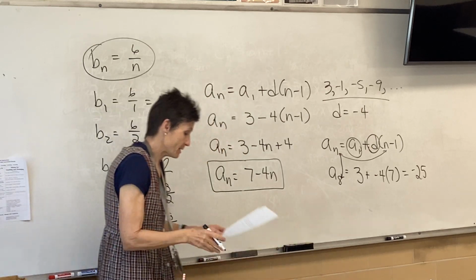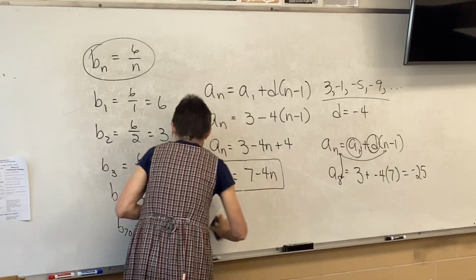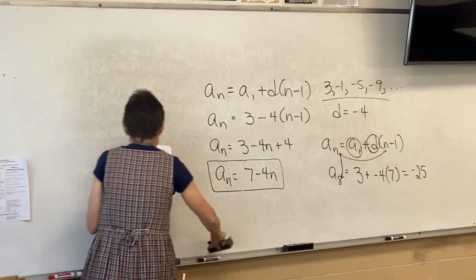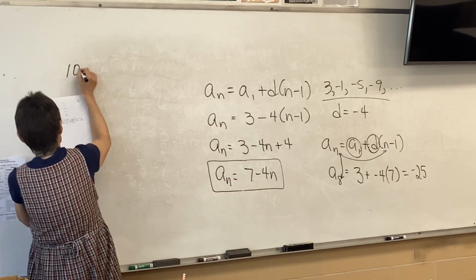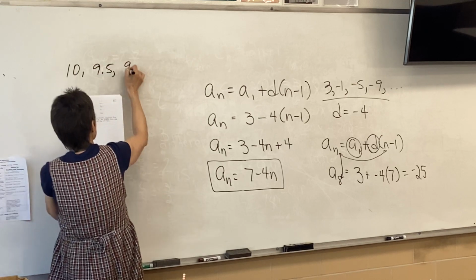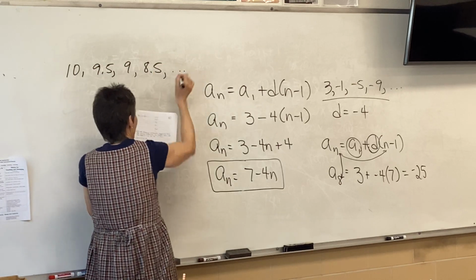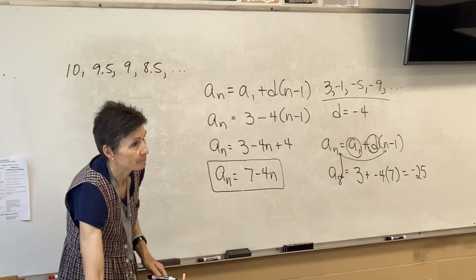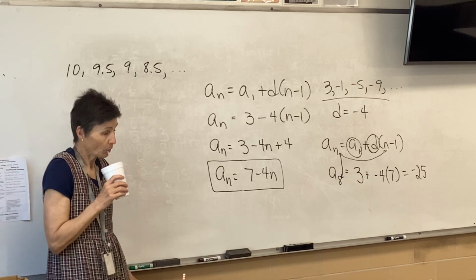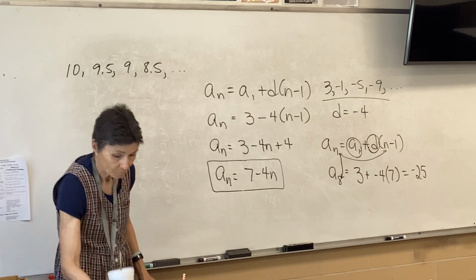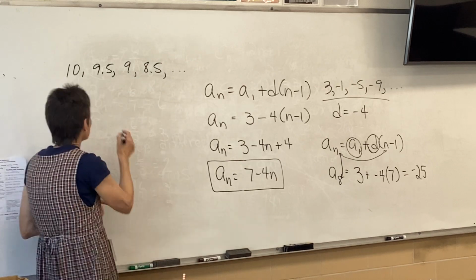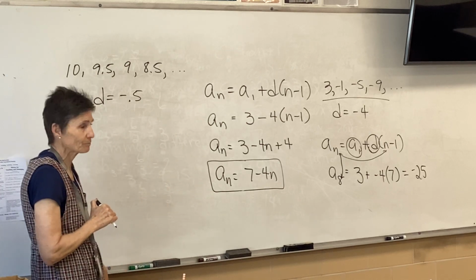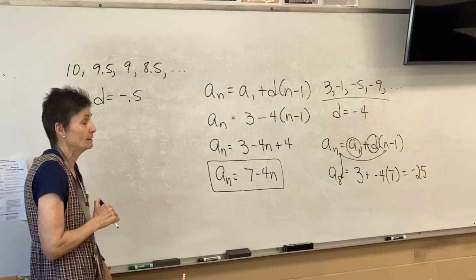Alright, let's try B. B is the same sort of thing. Same questions are being asked. They told us that the sequence is arithmetic. Would you agree that problem 3B is arithmetic? Yeah? How do you know? Aren't you subtracting a half? Yeah. So that's your D. I'll use a decimal, you could use fraction, doesn't matter. Since these are decimals, I'll use a decimal.